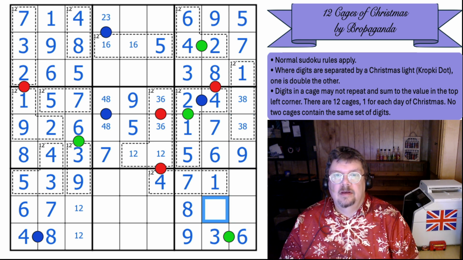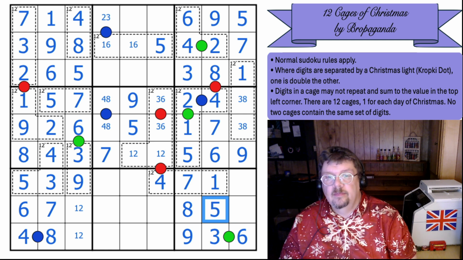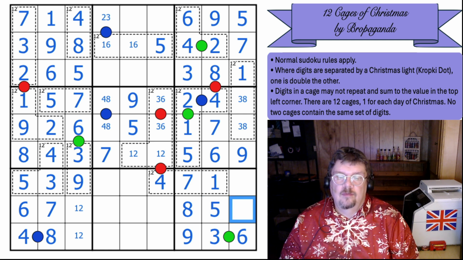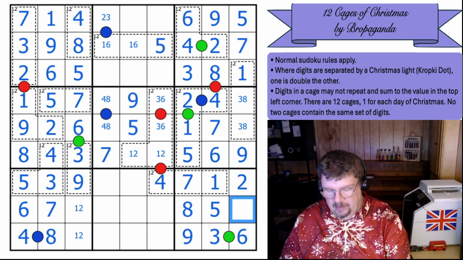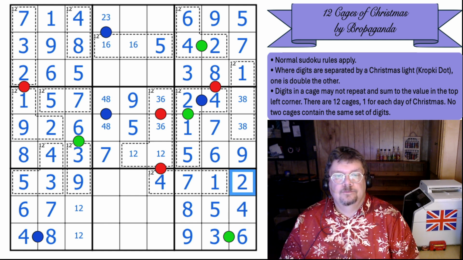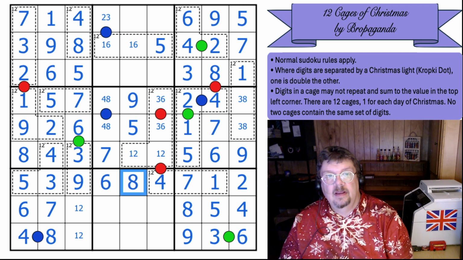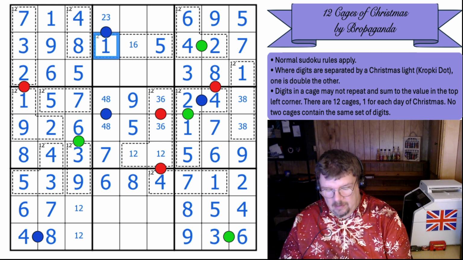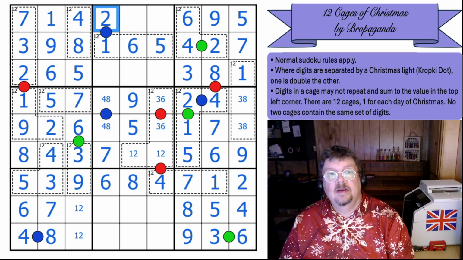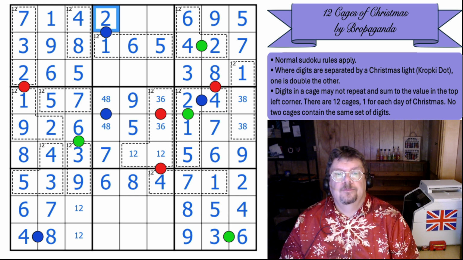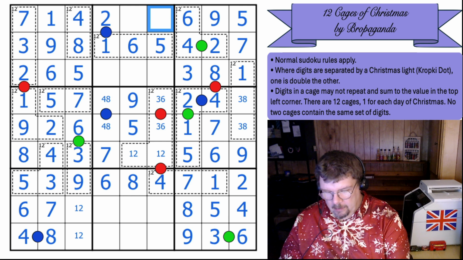Down here we need a 5 to complete the column, and then 2 and 4 to complete the box, which we can place. To complete this row, we need a 6 and an 8, which we can place, and that resolves our 1 and 6 up here, which makes that a 2. These two digits in the row are 8 and 3, which we can place.